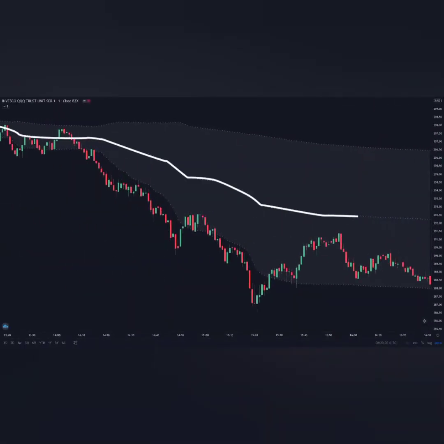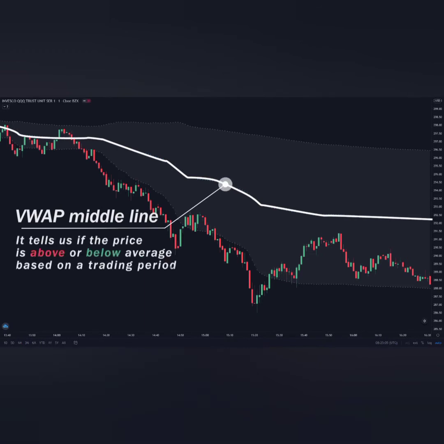So the middle line in this indicator is actually just a normal VWAP line. This is the most important part of the indicator because it serves as a determiner on whether a price is above or below average.